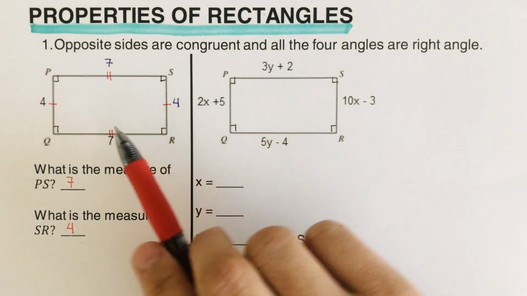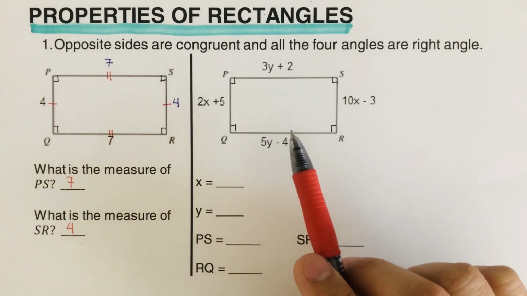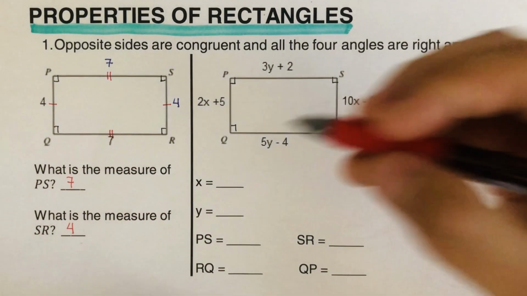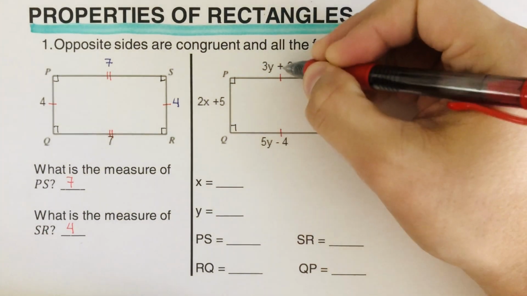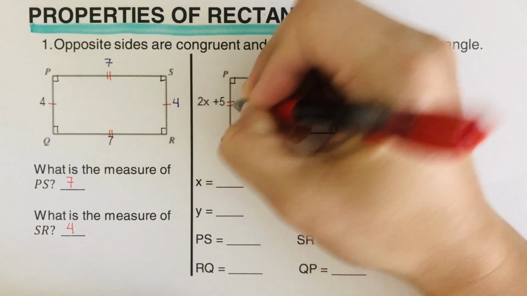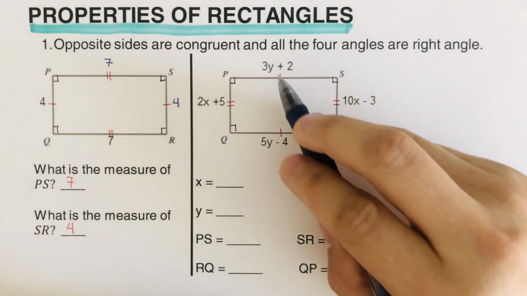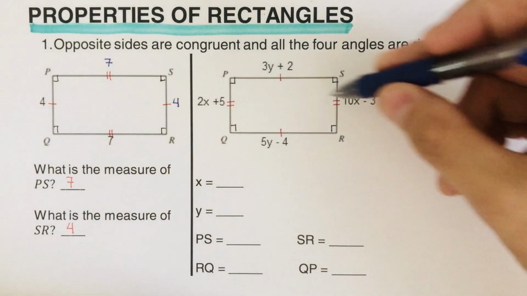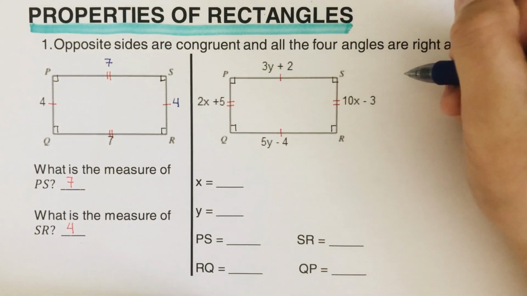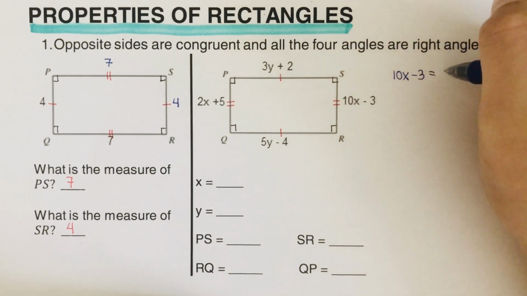Okay, so it's pretty much similar to the ones that we did in the first part, but this time around, we have expressions. Opposite sides are congruent, so these two are congruent, and these other two right here are congruent. So we can set up the equation to solve for x first. These two sides equal each other, so 10x minus 3 equals 2x plus 5.